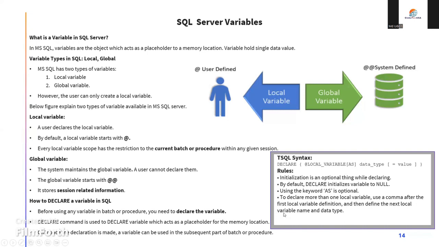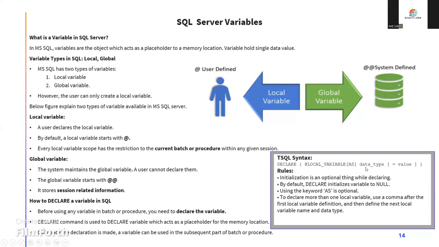take it out also. To declare more than one variable, use a comma after the first local variable definition and then define the next local variable. So you can use more than one variable within this statement. You can use maybe 2, 3, or 4, whatever you want. But whenever you're doing that, you need to separate them by a comma. So you use local variable, comma, local variable 1, maybe comma.